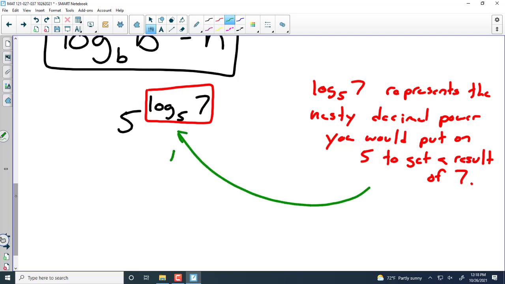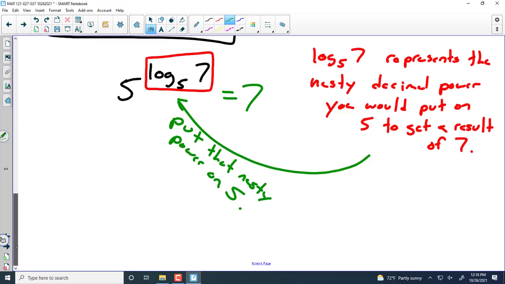Now, put that nasty power on 5. And if this represents the power you would put on 5 to get 7, and you put it on 5, the answer has to be 7. That's what's going on underneath the hood, everyone. What's really happening, though, is you have an exponential and a logarithm canceling each other out.